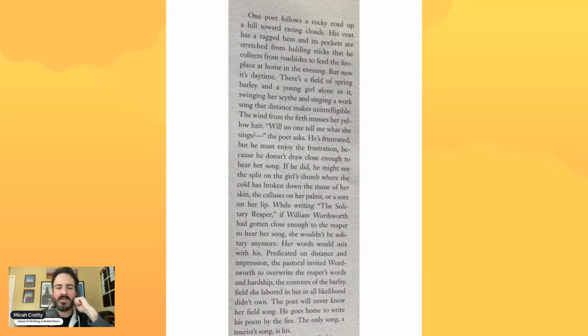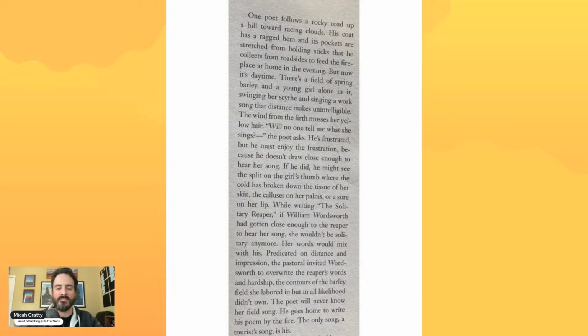One poet follows a rocky road up a hill toward racing clouds. His coat has a ragged hem, and its pockets are stretched from holding sticks that he collects from roadsides to feed the fireplace at home in the evening. But now it's daytime. There's a field of spring barley and a young girl alone in it, swinging her scythe and singing a work song that distance makes unintelligible.